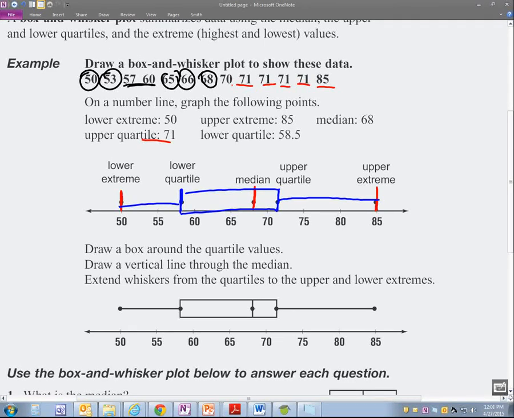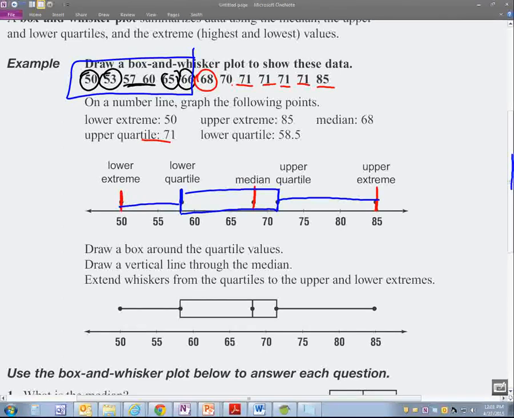Yes, sir? Good question. No, since 68 is our median, we would be going from those data. Okay? From those data, that's where we go from. Any questions on that? And how much does that look like the one that we see right here?